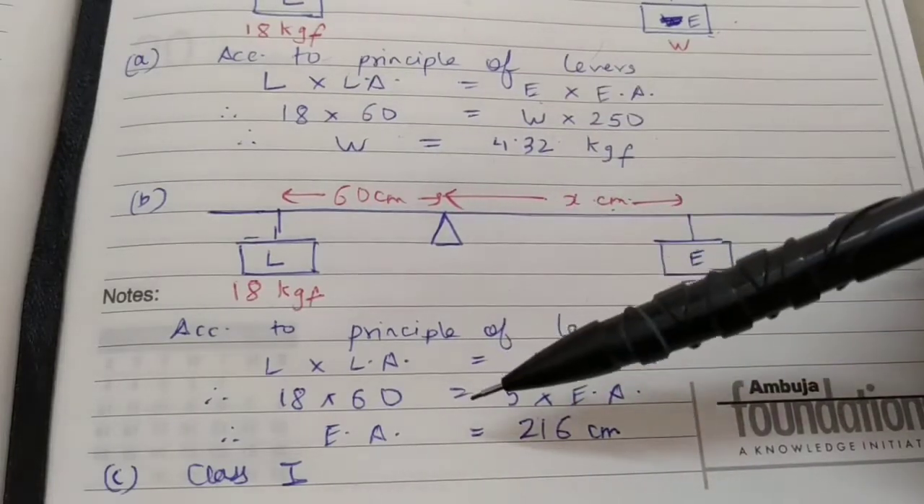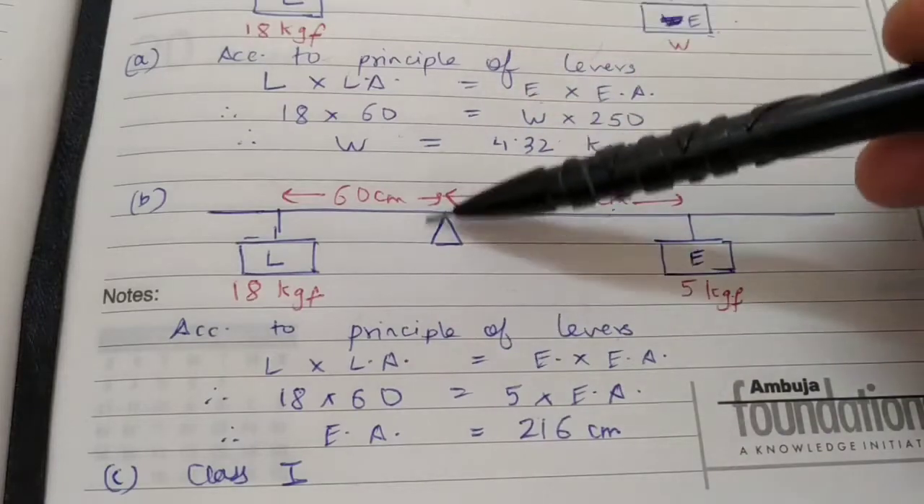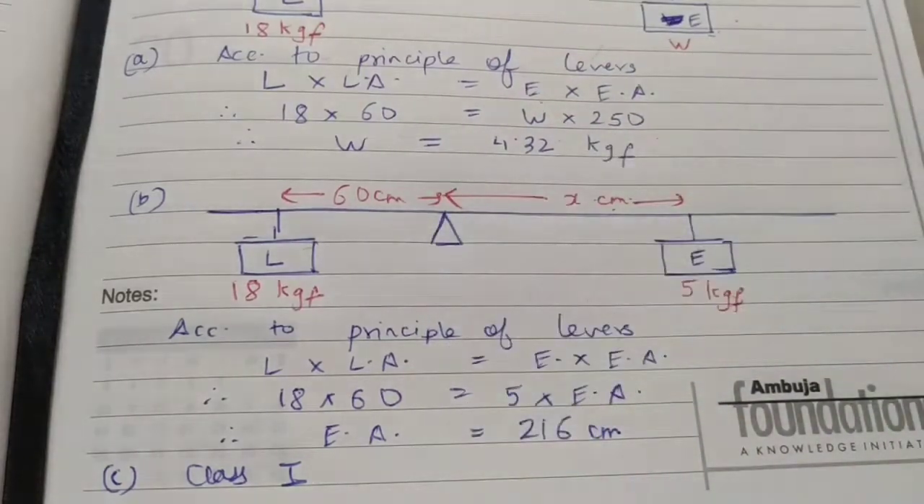And in part C, they've asked the class of this lever. Clearly, the fulcrum is between the load and the effort, so it is of class 1.